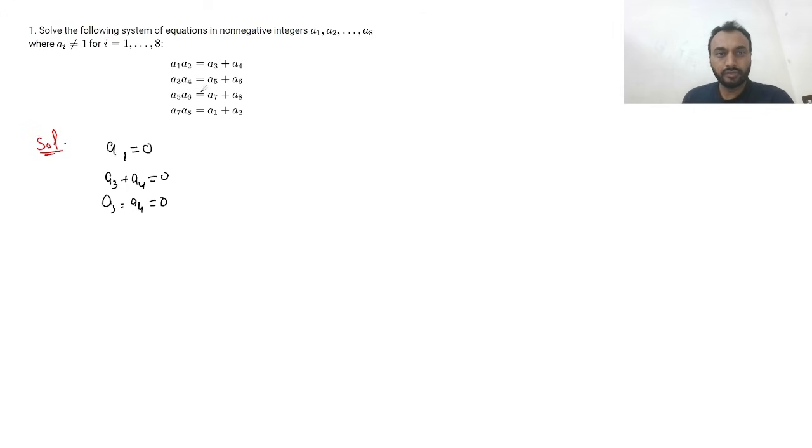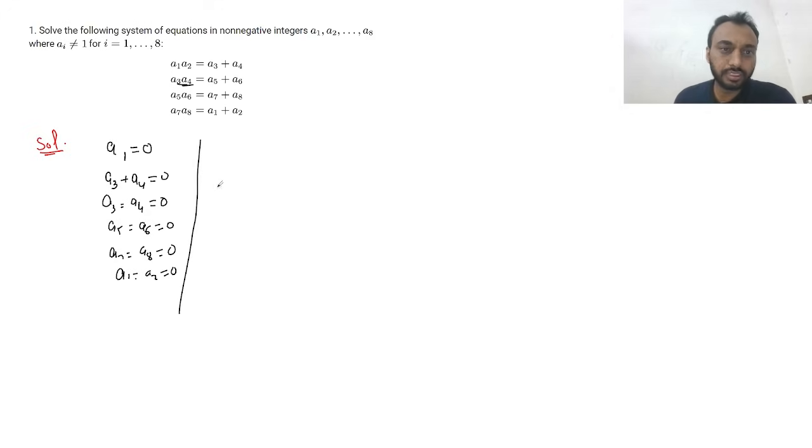Similarly, if I put A3, A4 here, I will get A5, A6 is 0. And similarly A7, A8 is 0 and A1, A2 is 0. So ultimately if any one of them is 0, in the same way all the numbers become 0, right? So one solution we can see is all are 0.